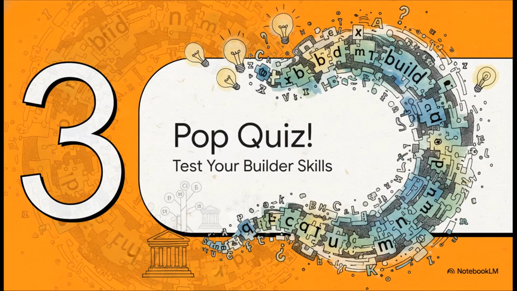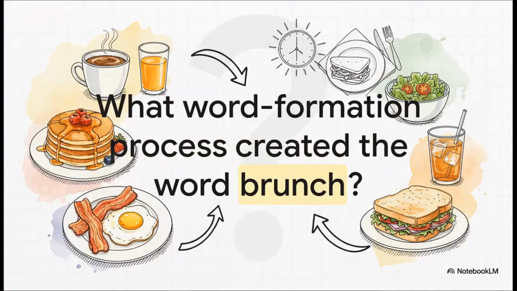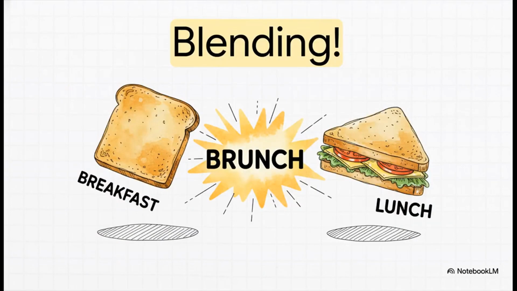Okay, you've seen all the techniques. So how about a quick pop quiz? Let's see if you can test your new builder skills. Ready? First question for you. Think about the word brunch. What word formation process created that one? What two meals does it sound like it's combining? And the answer is blending. Yep, it's a mashup of breakfast and lunch. Hey, if you got that right, congratulations. You're already thinking like a master word builder.